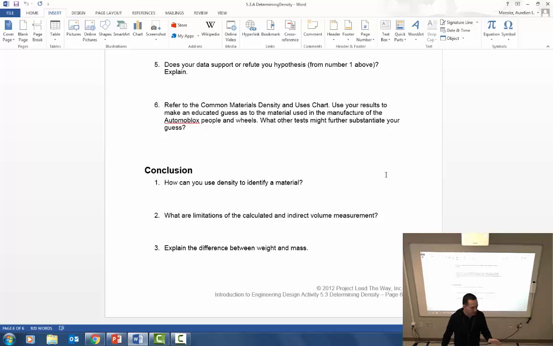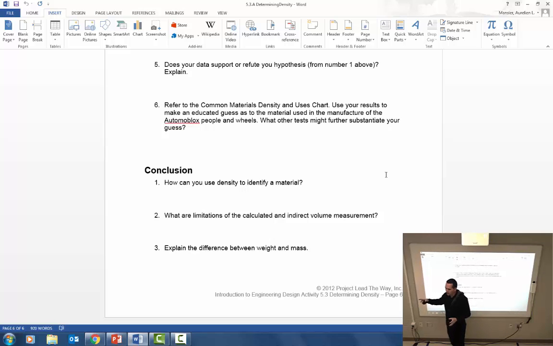A couple tips before we get started. When you're using the scales and you're taking mass measurements for the Delrin and the steel, the rounds, they're going to roll off, so use the Petri dish as a way of containing them. But when you put the Petri dish on the scale, make sure that you zero it out. Don't include that as part of your mass measurement. It needs to be zeroed out.